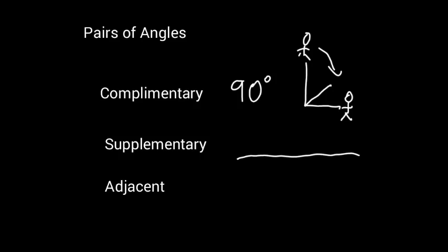Supplementary is any two angles that add up to 180 degrees, or a line. So if I had a person over here, it's going to be very hard for them to give each other a compliment. So supplementary is 180 degrees, complementary is 90.